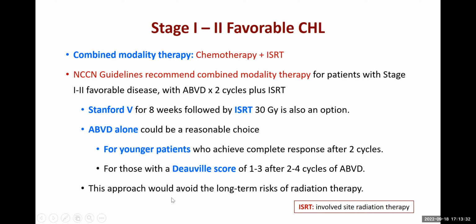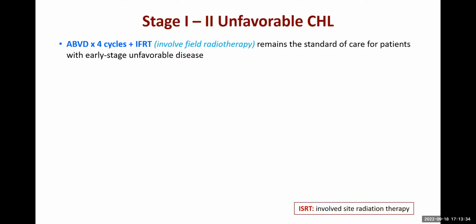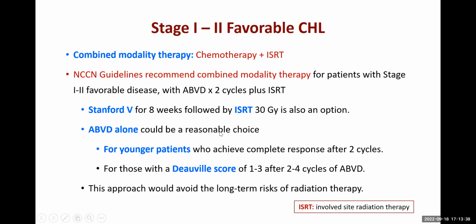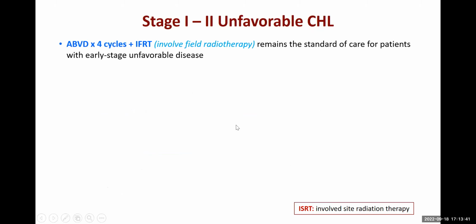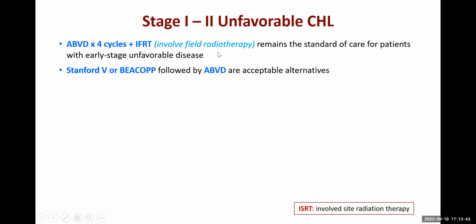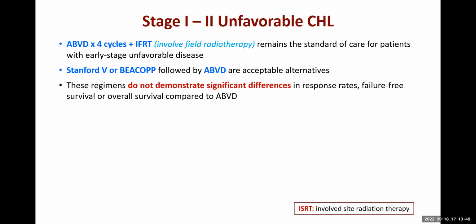So this was stage 1 favorable, stage 1 and 2 unfavorable. Now we have got 4 cycles. Here it was 2 cycles. Now we are going on to 4 cycles with radiation. All right. Again, we have got Stanford 5 and BCOP and ABVD. These regimens do not demonstrate significant differences in response rate, failure-free survival, overall survival, okay? So, but as you have seen in that table, ABVD is our treatment of first choice.